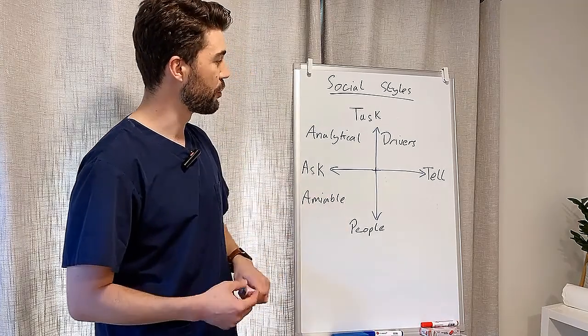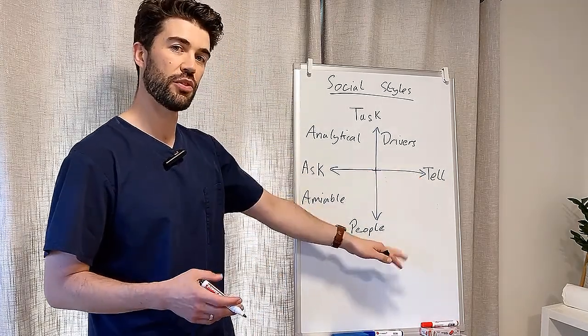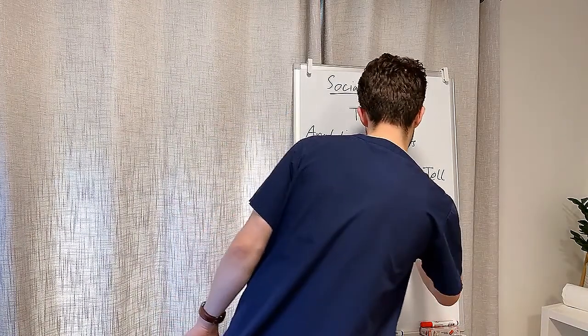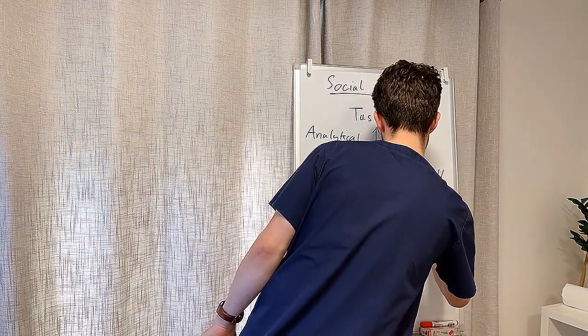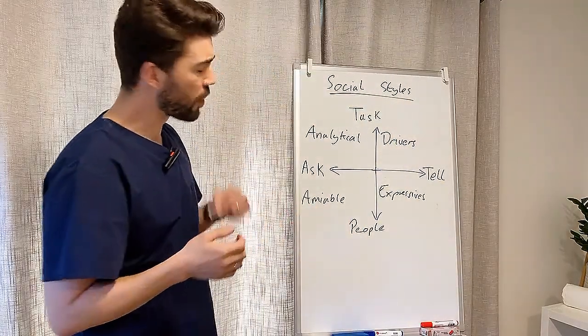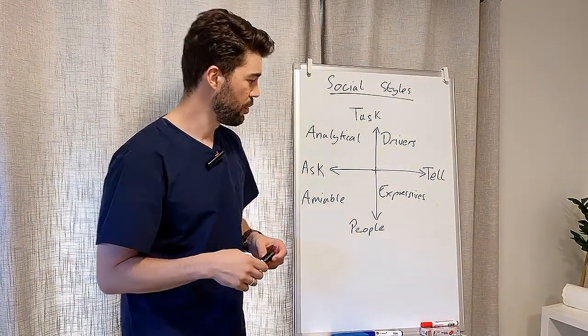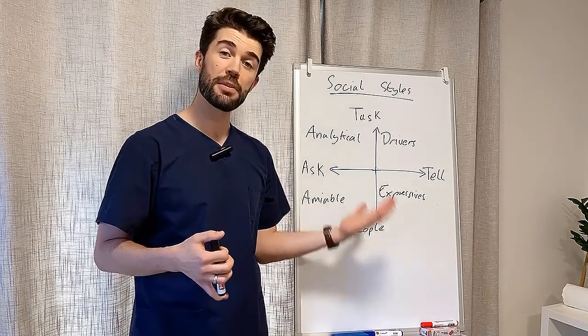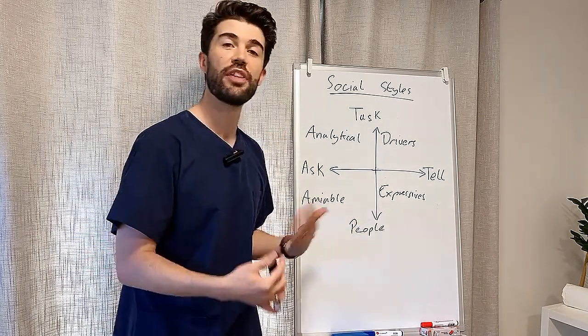And then the last ones we've got, the more tell-based assertive ones who are interested in people, these are called expressives. So the expressives, they're quite charismatic people. So they tend to talk about themselves quite a bit, but they will talk about how things have been for them, what they've been up to.